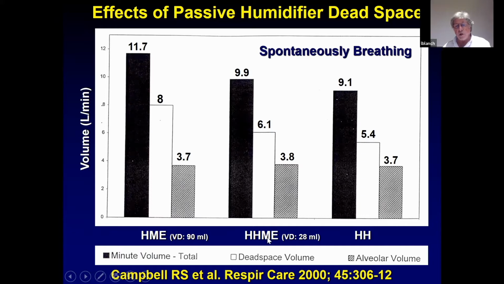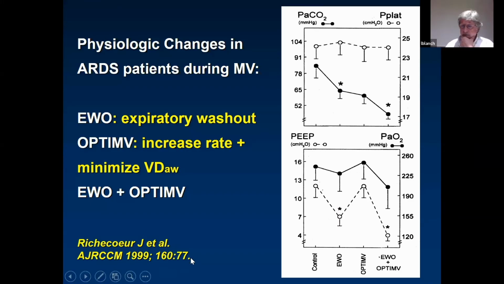Again, this is for a lower instrumental dead space, and here for a heat and moisture exchanger. The volume decreases at the same, in that case, alveolar volume. So we need to take this into account to remove this extra instrumental dead space. Is this important? Yes, again.